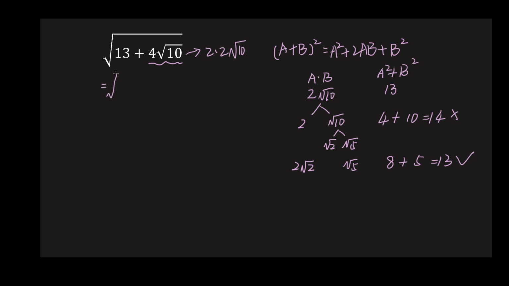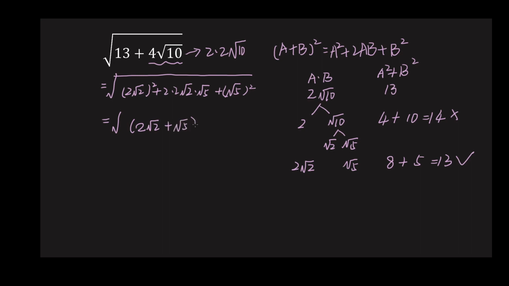And that is the square root of (2 square root 2) squared plus 2 times 2 square root 2 times square root 5 plus (square root 5) squared, which is equal to the square root of (2 square root 2 plus square root 5) whole squared, which is equal to 2 square root 2 plus square root 5. This is the answer.